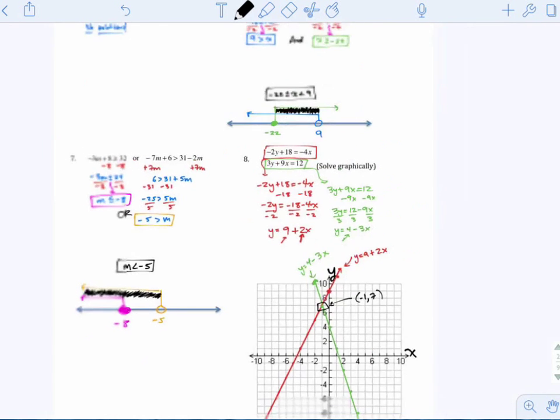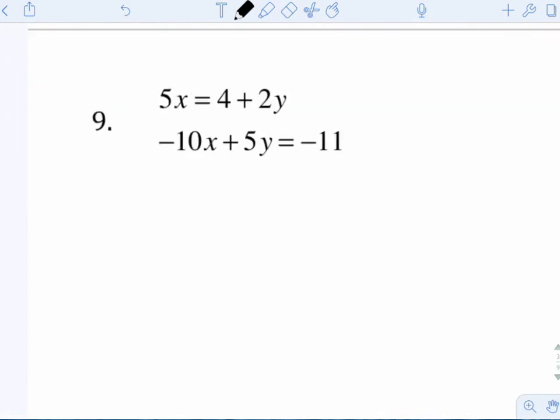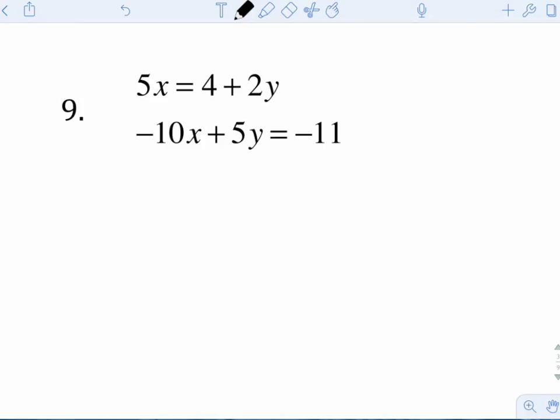All right, number 9. All right, so we've got a system of equations here, and I don't want to graph it. And I've got to look: do we want to use the substitution method? You know what? Neither x nor y looks very easy to solve for in either of these equations.